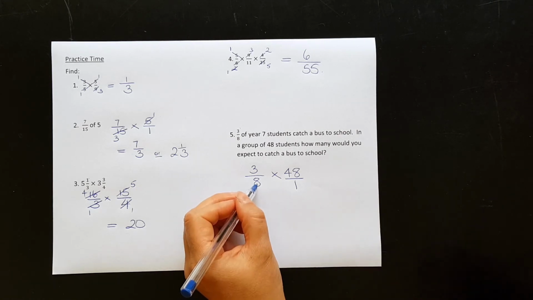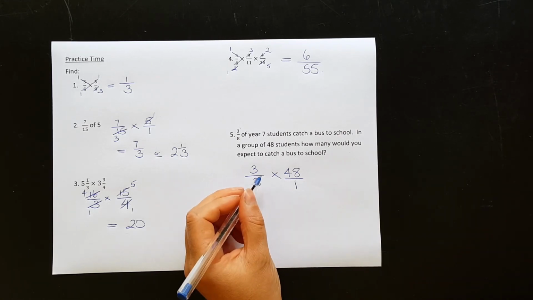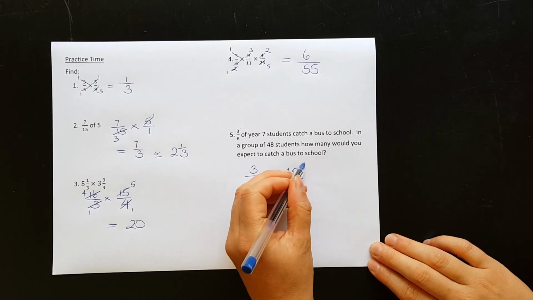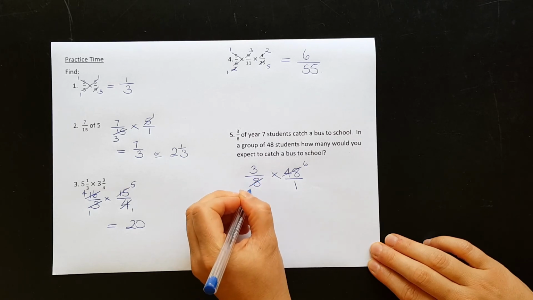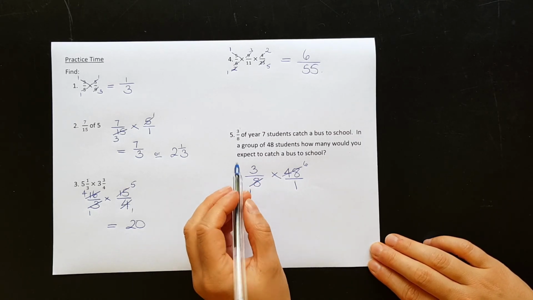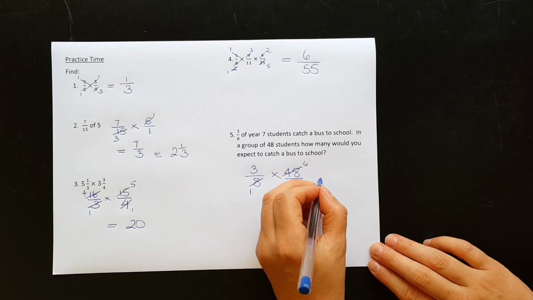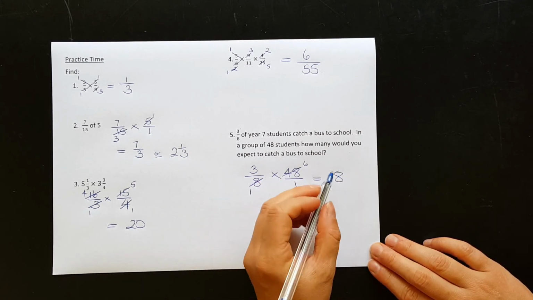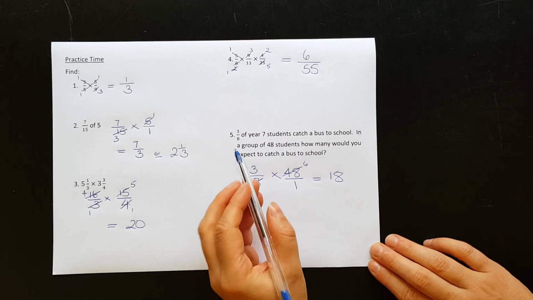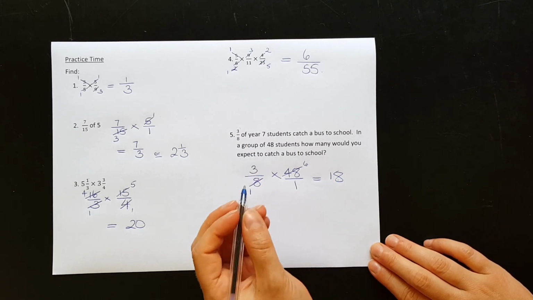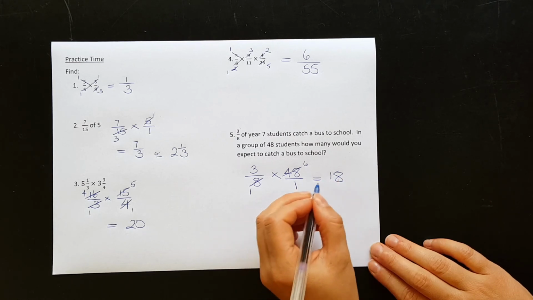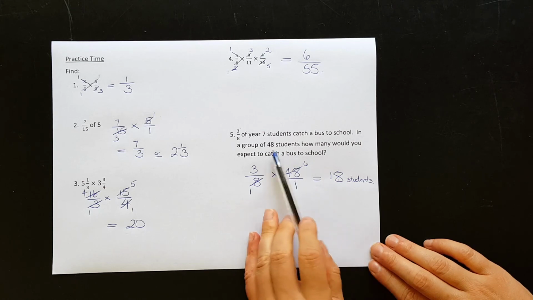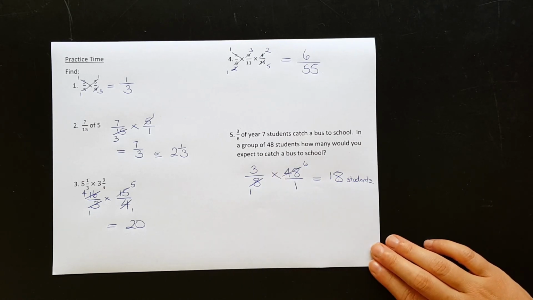We put the 48 over 1 to make it into a fraction, and then we look for cancelling. All right, 8 and 48, they're going to cancel. 6 8s are 48. I can divide that by 8 and have a 6. Divide that by 8 and have 1. 3 times 6 is 18, and 1 times 1 is 1. Which means we have a nice whole number, which is good because we're talking about people. So we would expect 18 students to catch a bus to school.